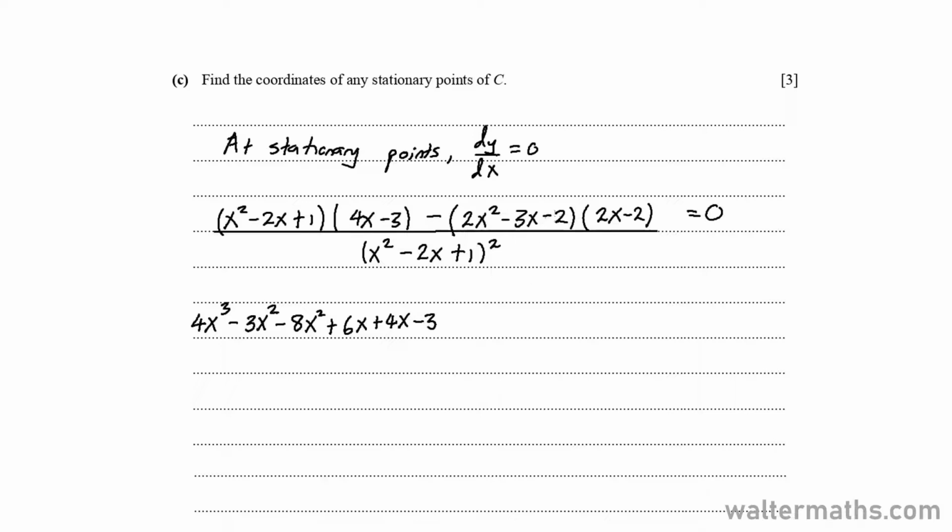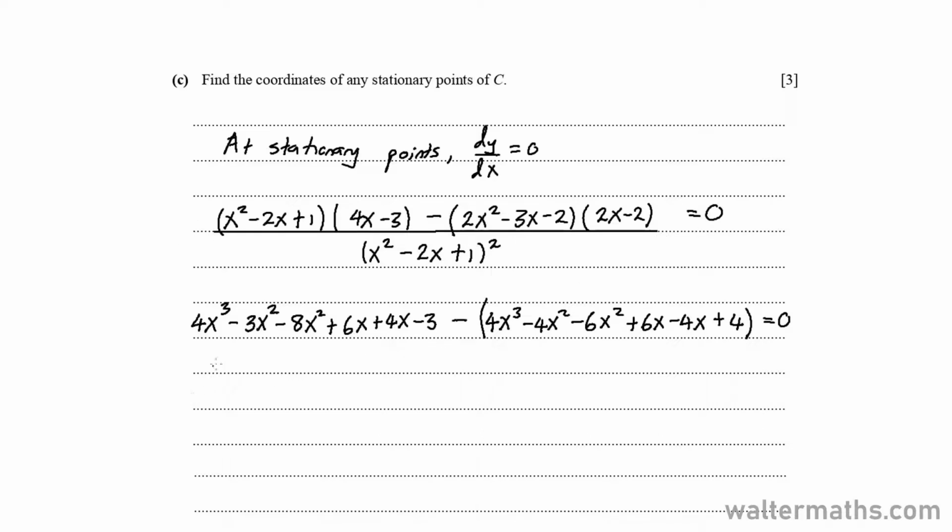Then I go to the next two brackets. I multiply 2x squared by the second bracket, so I'll be having 4x cubed minus 4x squared. And then minus 3x by the second bracket will be minus 6x squared, and that'll be plus 6x. And then minus 2 multiplying the second bracket, I'll be having minus 4x plus 4, and that's all equal to 0. Now the denominator gets eliminated by multiplying it to both sides, so we are okay like this.